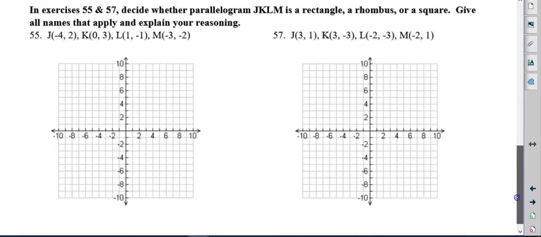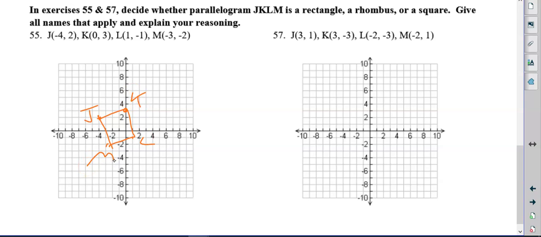And last but not least, we're going to put these on here, JKLM. So J is negative 4, 2. K is 0, 3. L is 1, negative 1. And M is negative 3, negative 2. And here is our shape. All right. And we have J, K, L, M.